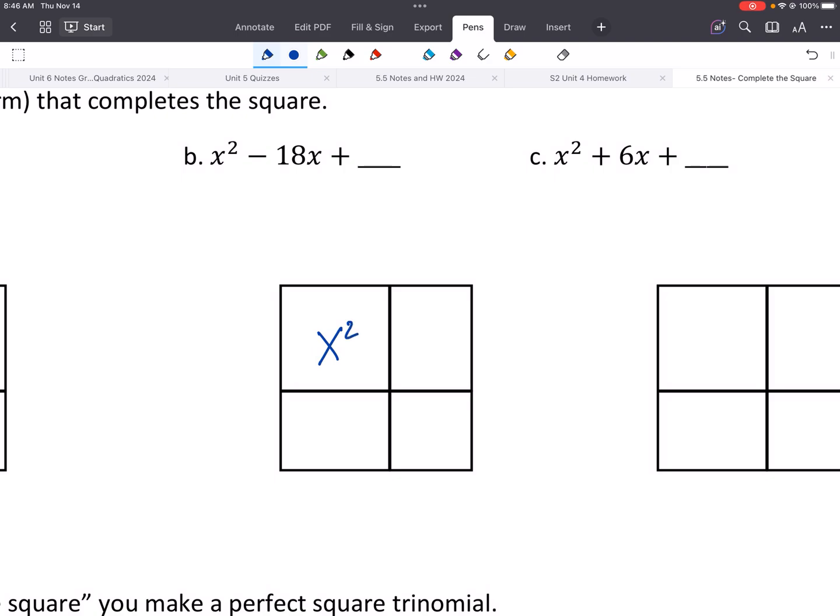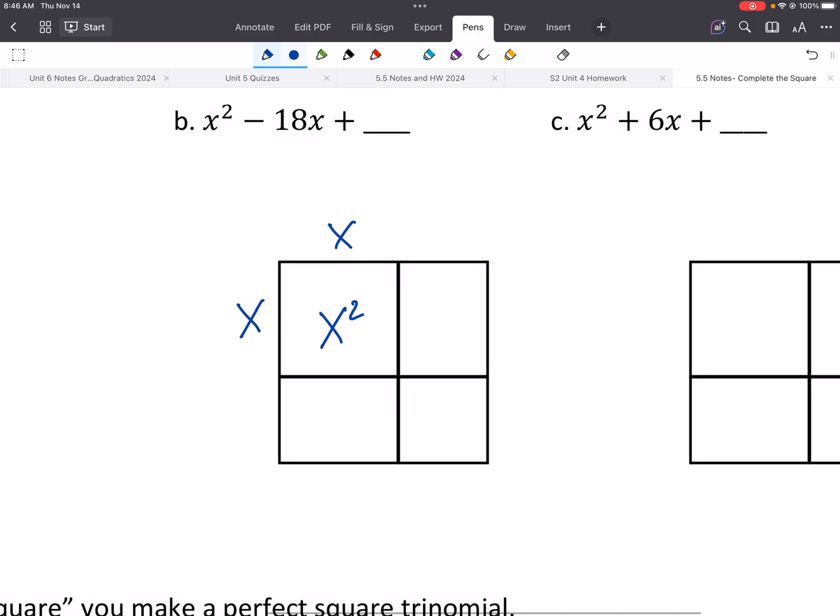So again, this x squared will always give us an x and x. If we had something out in front, it makes it a lot harder to complete the square, so oftentimes we would use a different method if it's not 1. Okay, so we'll have x and x. Next we have half of negative 18, which would be negative 9x and negative 9x. So the outside parts would have to be negative 9 and negative 9. And then what completes the square? It's just negative 9 times negative 9, which is 81.